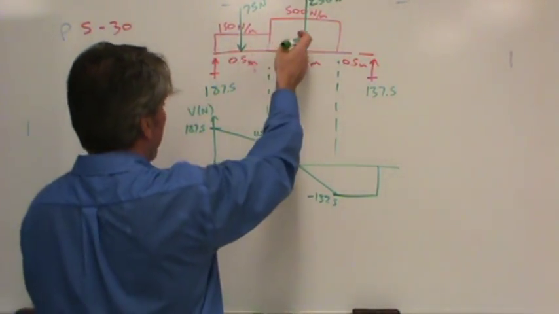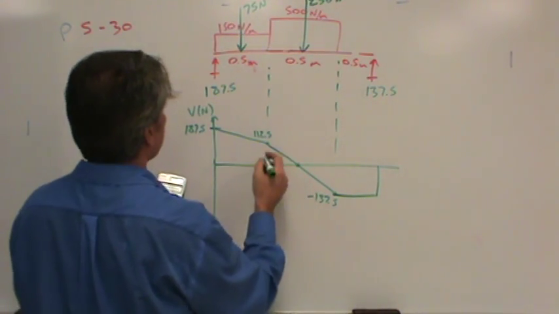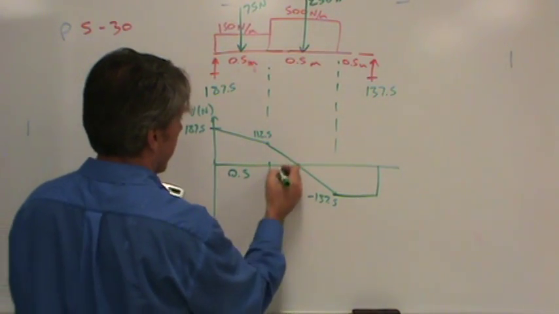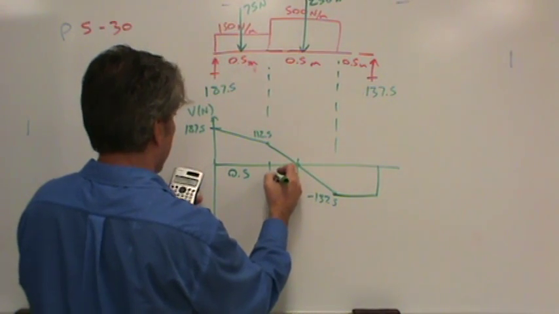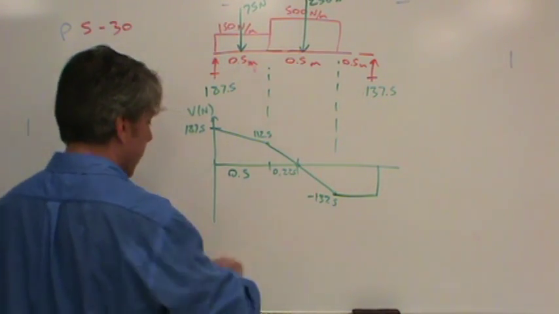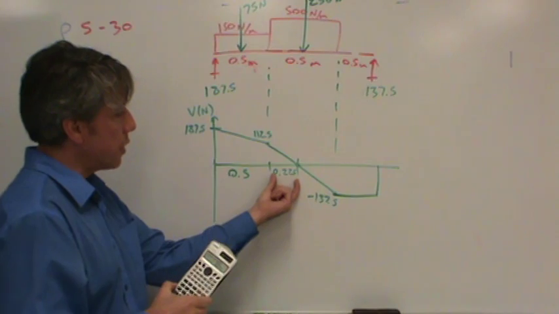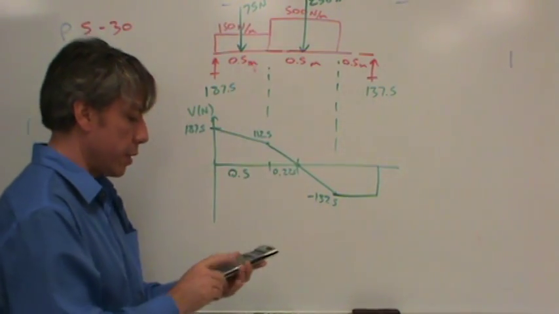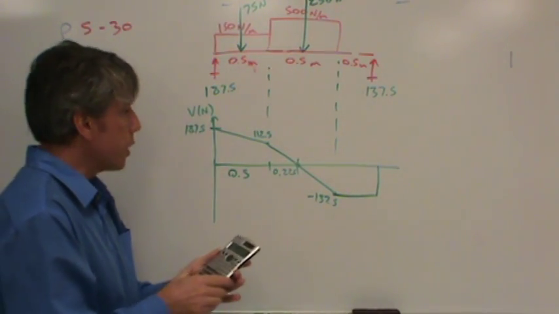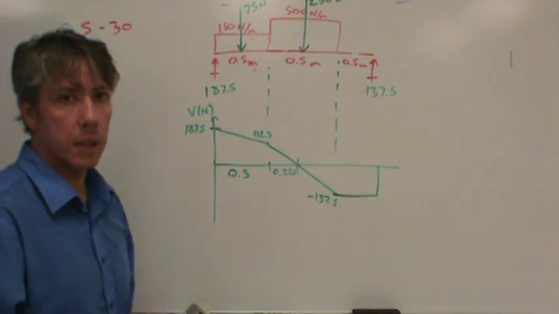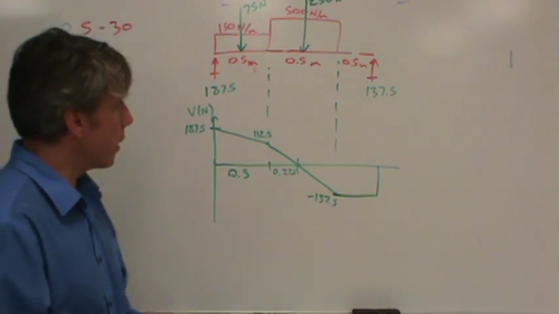So as we add more and more load, and we can check it, this distance here should be 0.225. To check it, what I'll do is I'll multiply this distance, 0.225, by 500, and sure enough, I get 112.5. So that worked out. Okay?